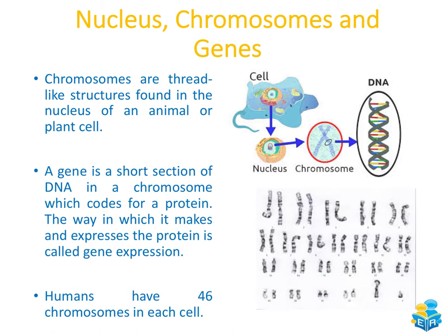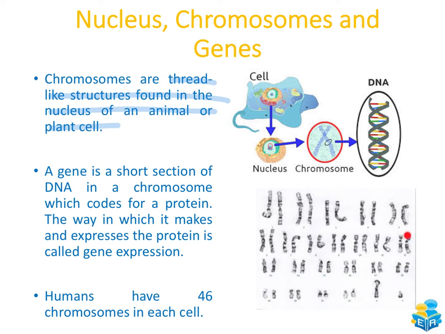Now, for when we get into our genetic crosses in the next couple of minutes, it's really important that we know nucleus, chromosomes, and genes. The chromosomes are the thread-like structures which are found in the nucleus of an animal or a plant cell. We can see over here we have our nucleus. Our chromosomes are these thread-like structures which we find inside. We have 23 pairs as humans of those inside the nucleus. And on those chromosomes, this is where we find our genes. They're the bands that go across.